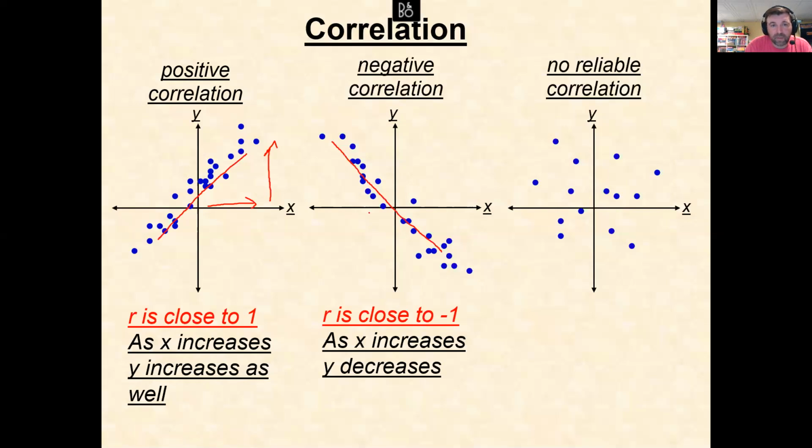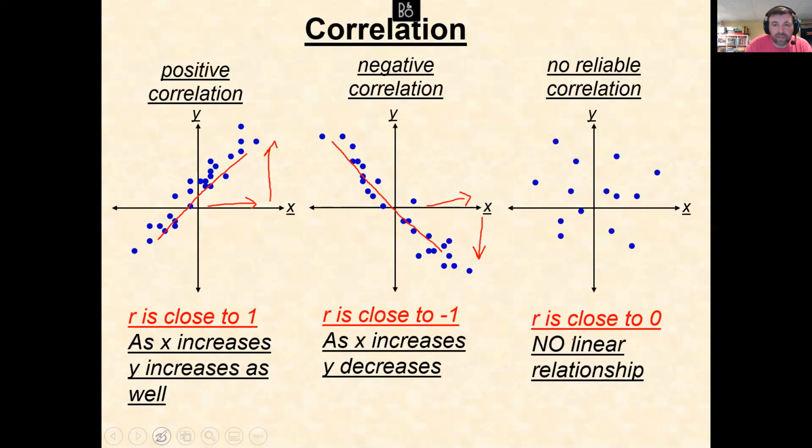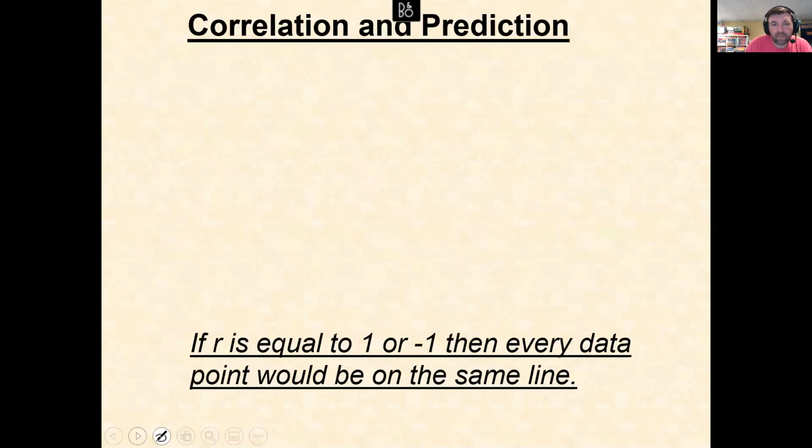They're both equally strong, meaning the points are really close to being on the same line as they are over here. It's just in this one, the negative one, the line's going down. So this R value would be close to -1. As X is increasing, Y is decreasing. They're doing the opposite. And then in the other one, since there's no correlation there, this one would have an R value that's close to 0. There's no linear relationship. I couldn't really draw one line that best represents this data.